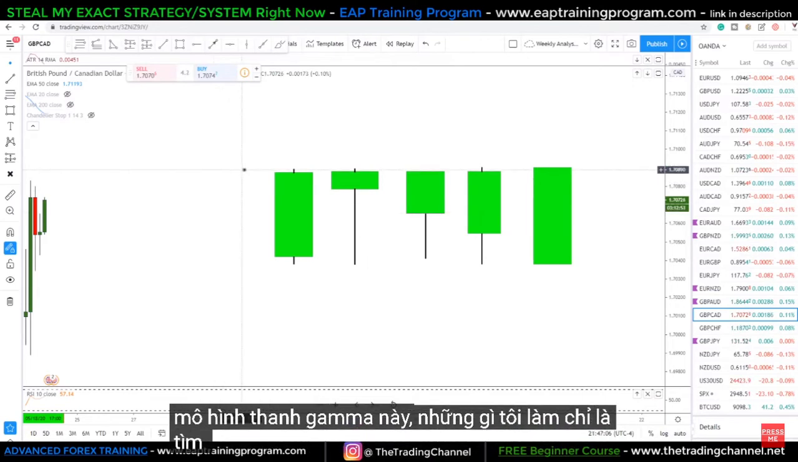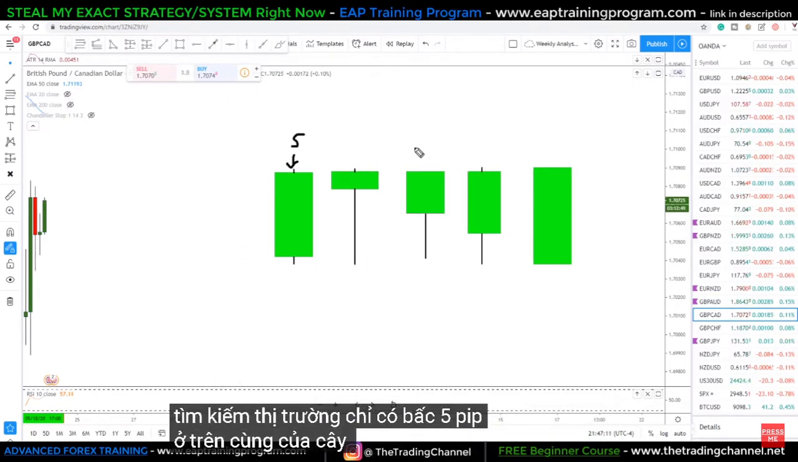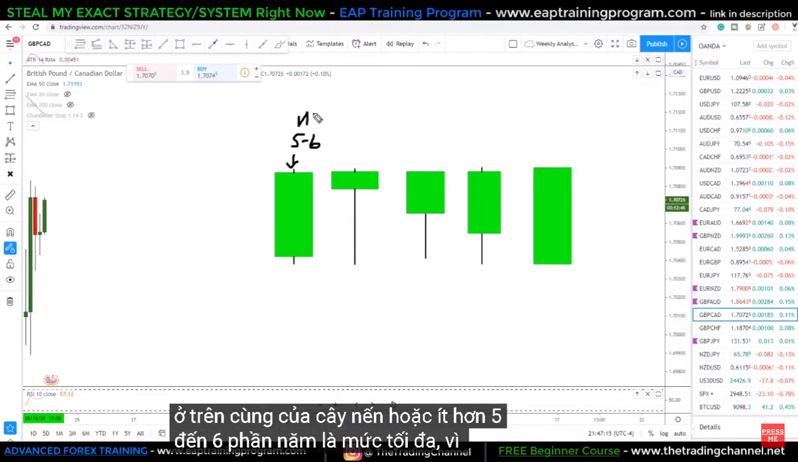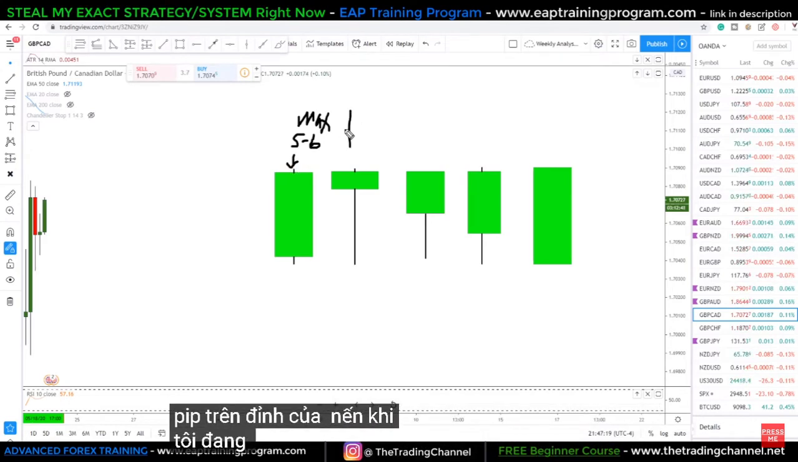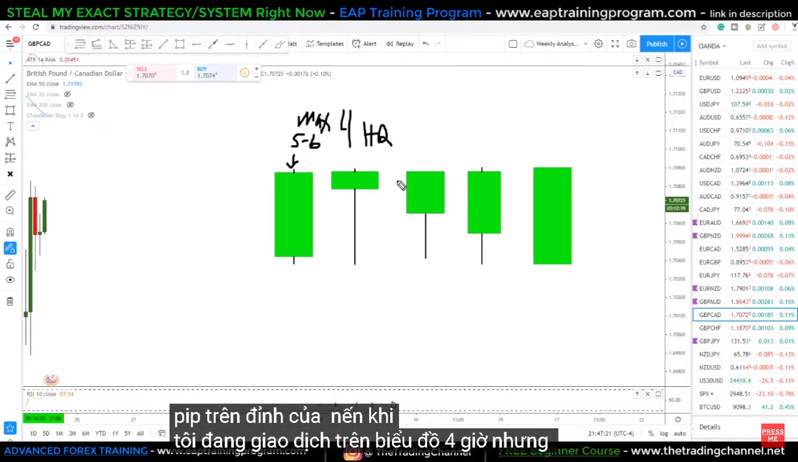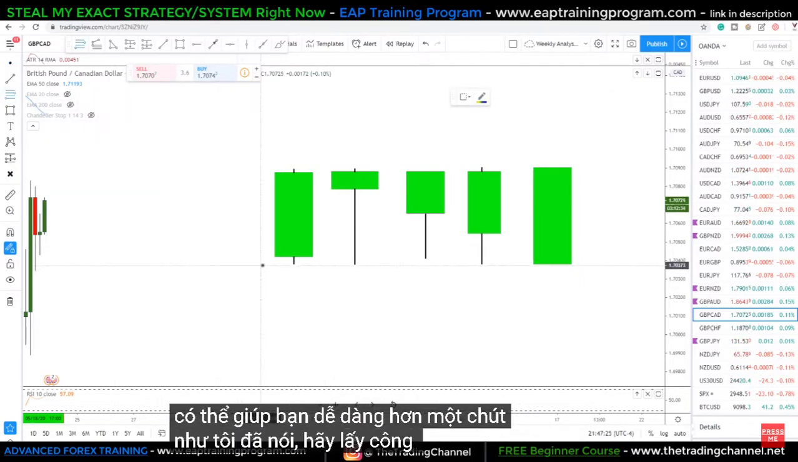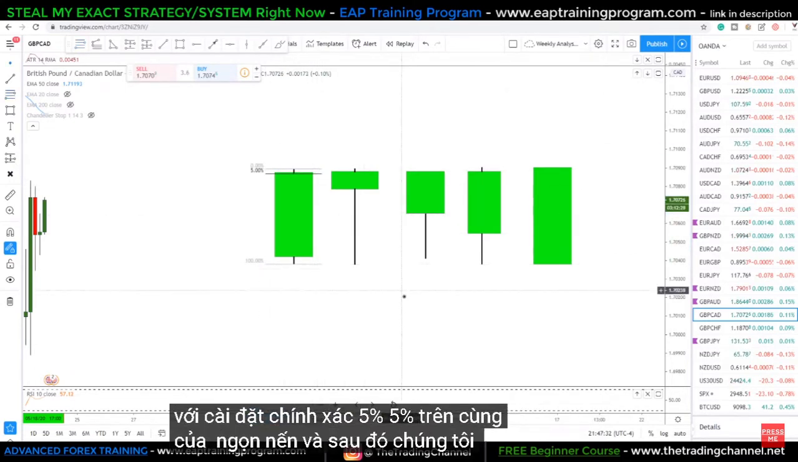What I do is just look for the market to only have a 5-pip wick at the top of the candle or less. 5 to 6 pips is the max. So a max 5 to 6 pip wick on the top of the candle when I'm trading on a 4-hour chart. But you can also use the Fibonacci tool. That might make it a little bit easier for you. Like I said, grab your Fibonacci tool with the correct setting of 5%, the top 5% of the candle, and then boom, there we have it.